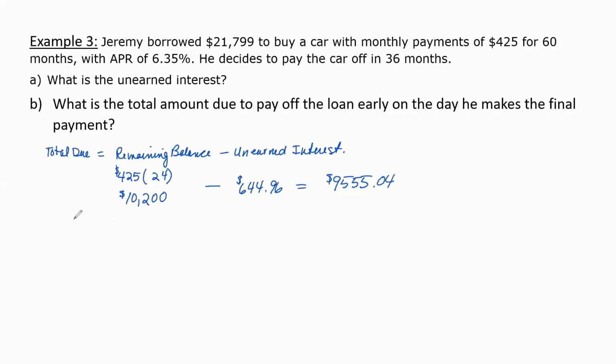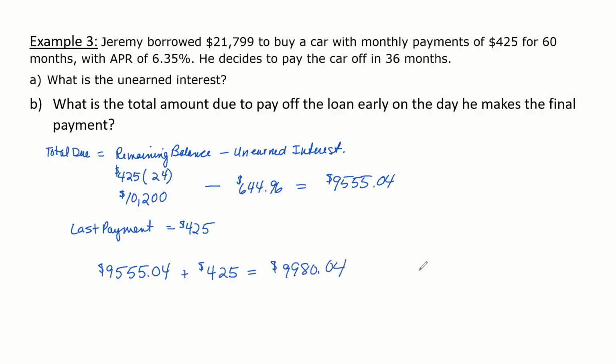Now he still has that last payment to also pay that day. So his last payment is $425. So that check that he's going to write on the last day is going to be $9,555.04 plus the $425 for that final payment, which is $9,980.04.